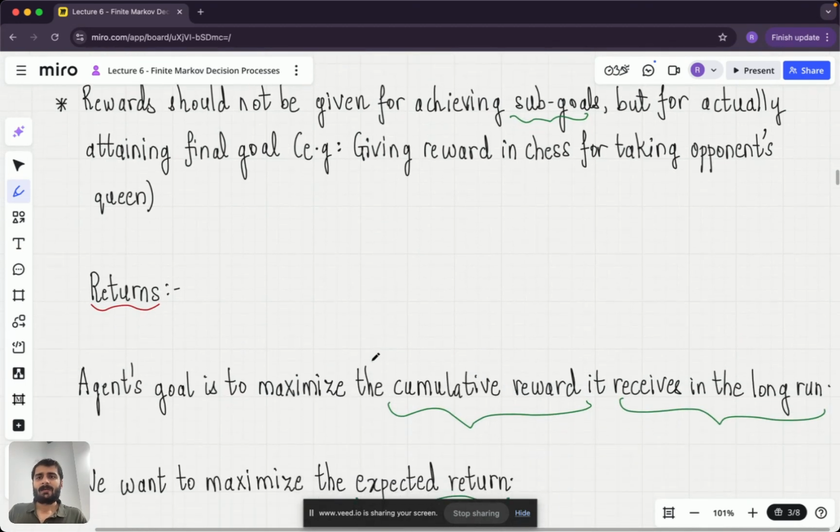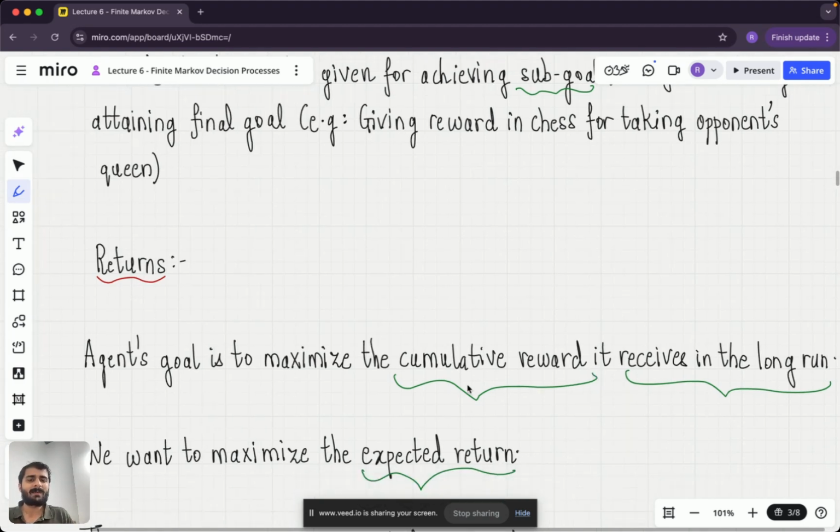Okay, so now comes a very crucial distinction. We are going to distinguish between individual rewards collected at each time step and the total return, or the expected return, at each time step. So, the agent's goal is to maximize the addition of all the cumulative rewards it receives in the long run. And this means that we want to maximize the expected return.